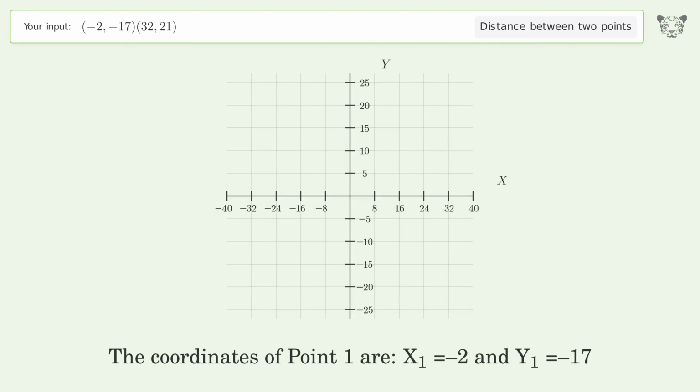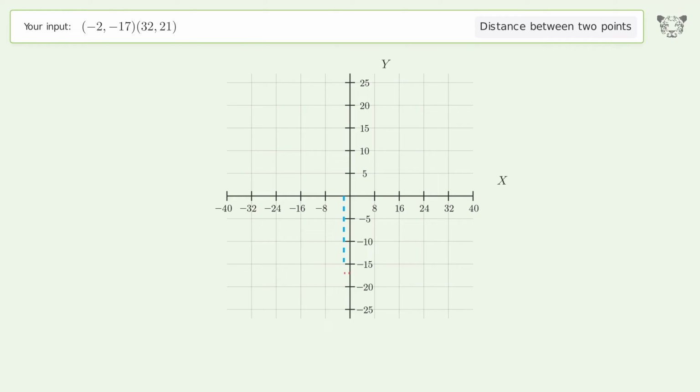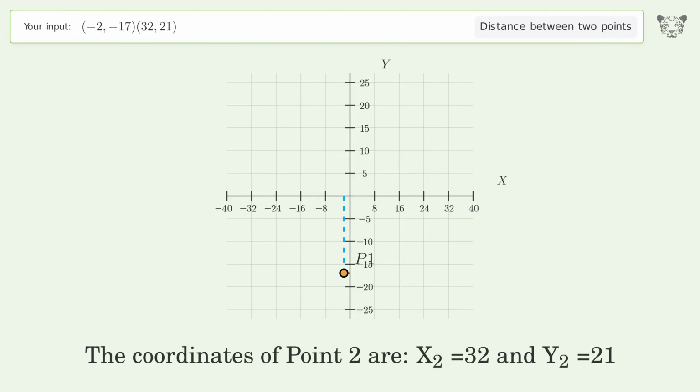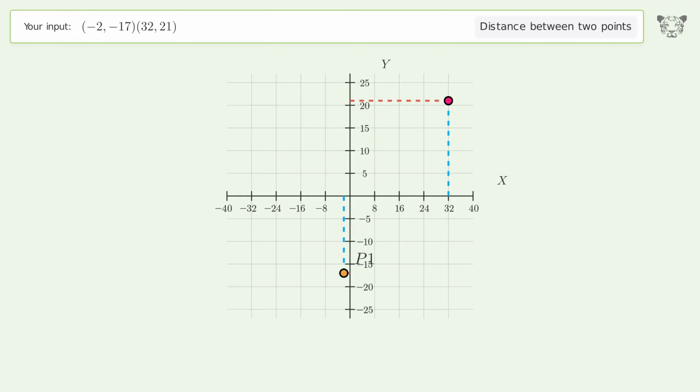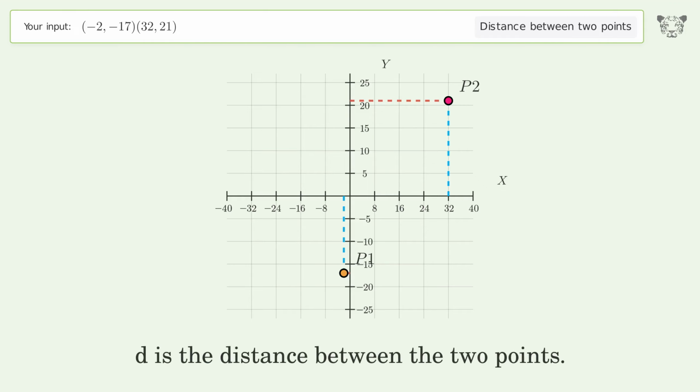The coordinates of point 1 are, x1 equals -2 and y1 equals -17. The coordinates of point 2 are, x2 equals 32 and y2 equals 21. D is the distance between the 2 points.